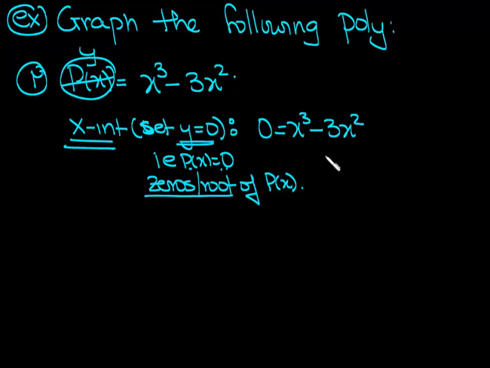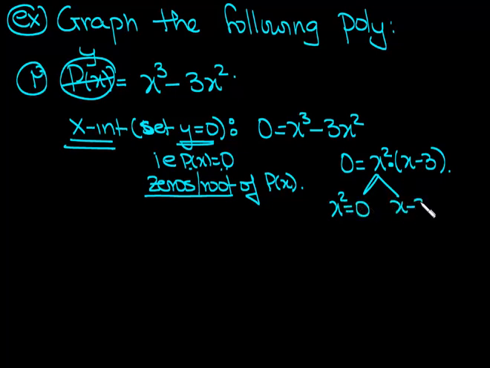So let's do this. I've told you before, anytime you have degree 3 or higher, the only way you can solve something like that is by factoring. So let's factor this. What's common in the two terms? x squared. So we get x squared times x minus 3. This product is 0, so one of the factors has to be 0. So x squared is 0, which tells me x times x is 0, so x is 0 and x is 0. And over here, x minus 3 is 0, so we get x is equal to 3.